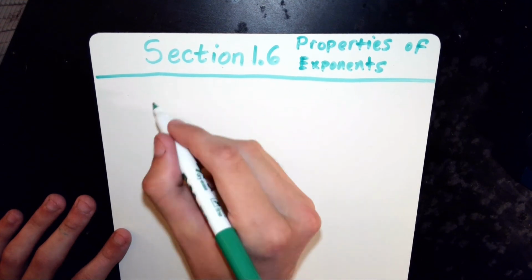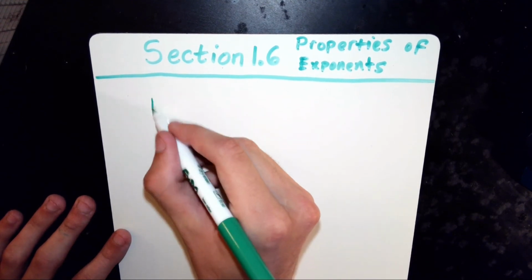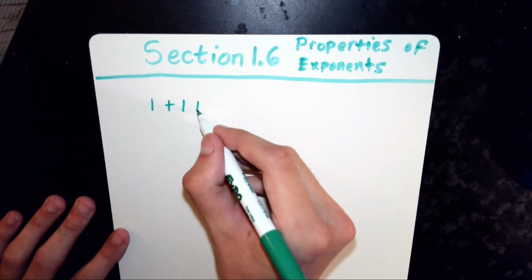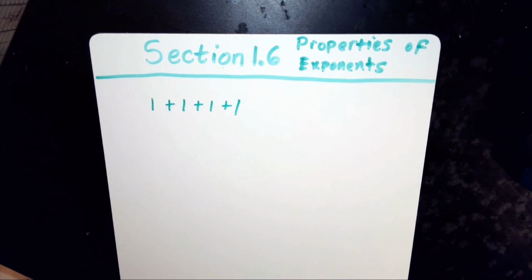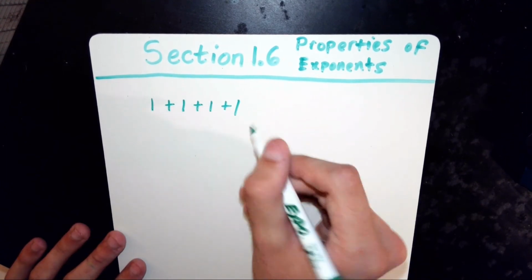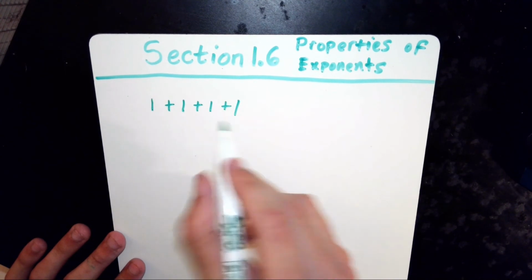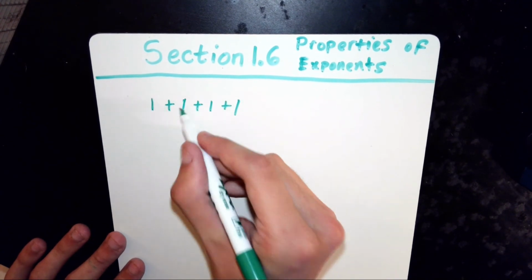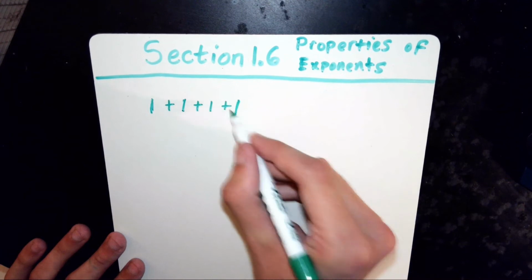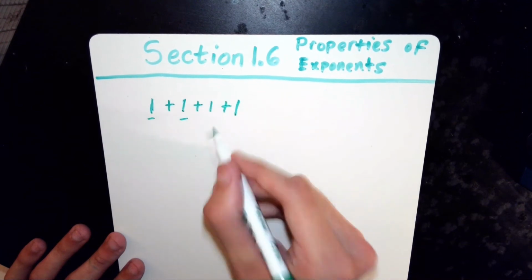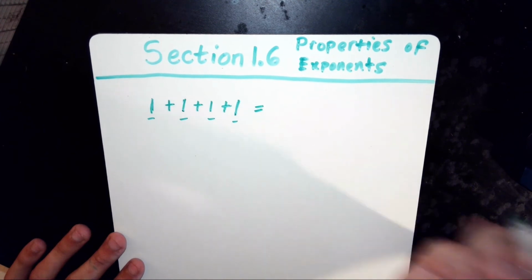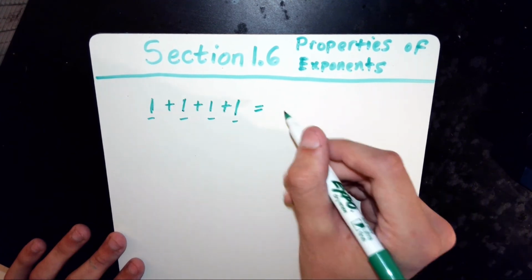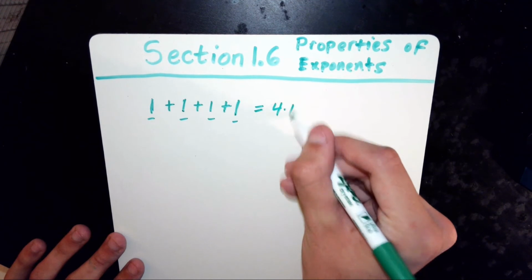Say I just think about something like 1 plus 1 plus 1 plus 1. Let's say we have something like this, right? So 1 plus 1 plus 1 plus 1. We know this is 4, right? And we can think about it as there being 4 ones. So in other words, we can think about this as 4 times 1.